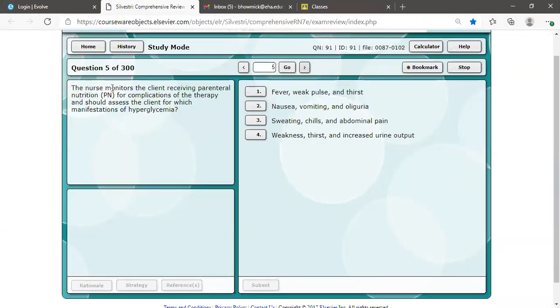So the question said the nurse monitors the client receiving parenteral nutrition for complications of therapy and should assess the client for which manifestation of hyperglycemia. Very easy question, right? So I said when a patient needs to take parenteral nutrition, the parenteral nutrition contains a solution like 5% dextrose saline. So we can check the blood sugar level because it tends to develop hyperglycemia. In this question, the examiner made it easy, already mentioning hyperglycemia. So what are the signs and symptoms of hyperglycemia? The signs and symptoms of hyperglycemia from parenteral nutrition or because of diabetes are absolutely the same.